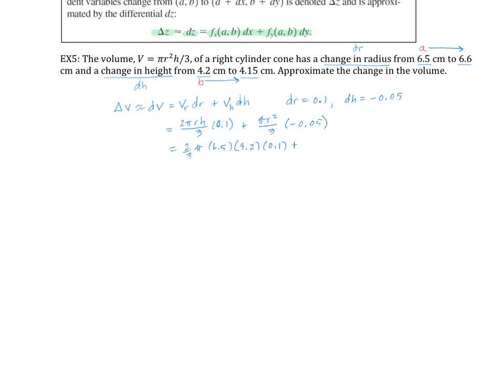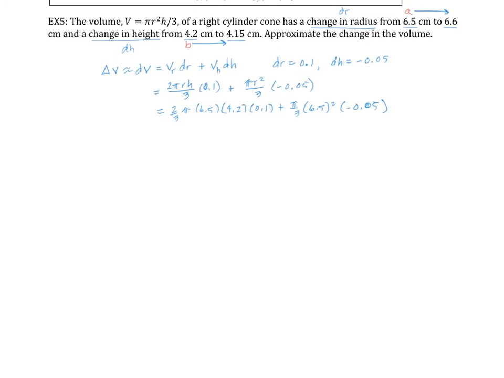Plus pi over 3. The starting R is 6.5. I square that and then multiply it by negative 0.05. So at this point, I would just plug all this into a calculator, and it's approximately, why don't I go 2 decimal places? I'm not using significant figures, 3.51 centimeters, but this is a change in volume, so it's cubic centimeters.